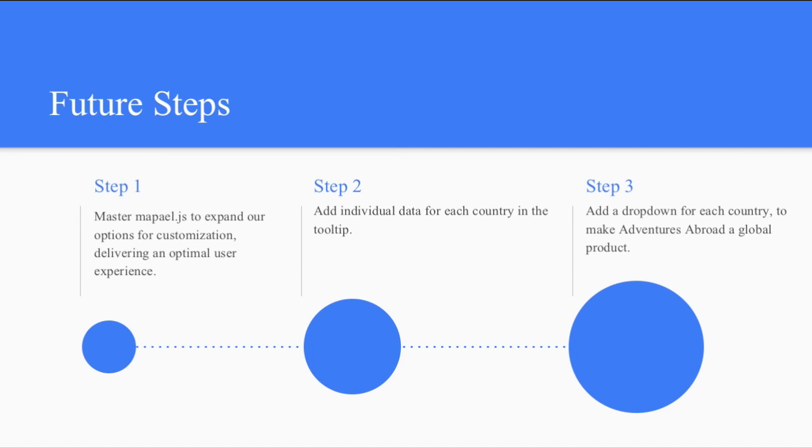All right, and then to wrap it up, future steps, we've got to master Mapael. There's so much you can do with this tool. It is amazing. I would suggest that all of you try it out. Step 2, we want to add individual data for each country. That's going to take a lot of man hours, which I don't have. And then step 3, we're going to add a drop down for each country so that it can be a global product, like US, Philippines, whatever.